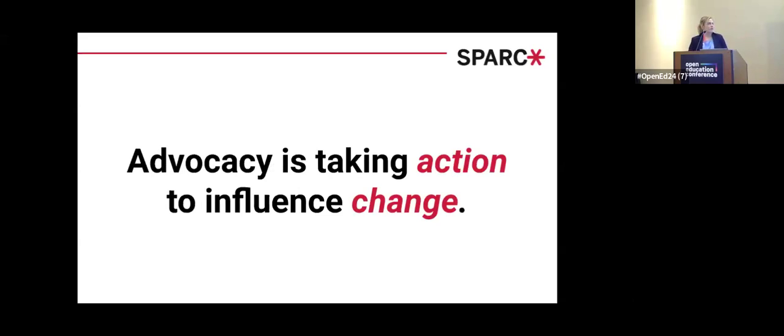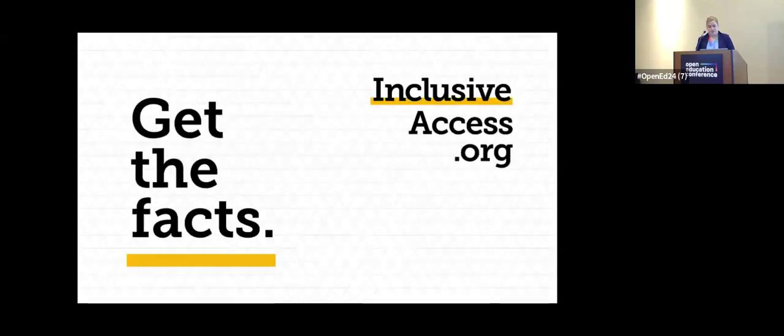So what is advocacy? In a nutshell, advocacy is taking some sort of action to influence change. So that could mean a lot of different things.